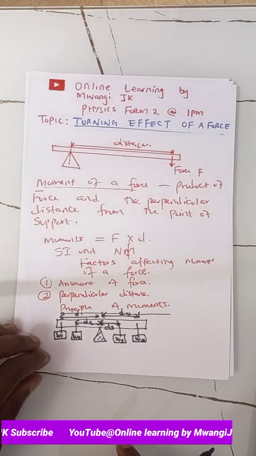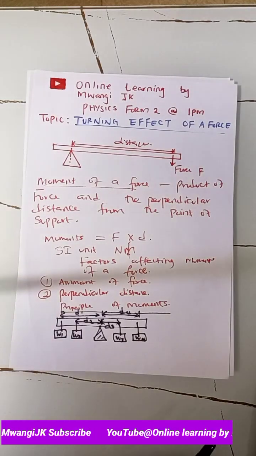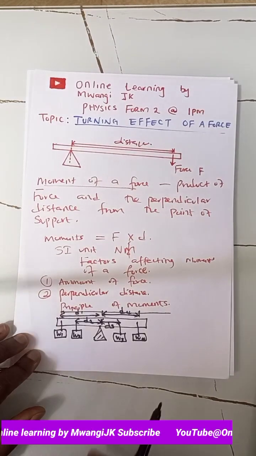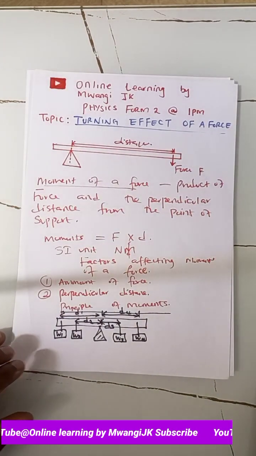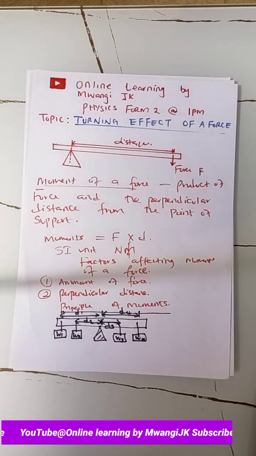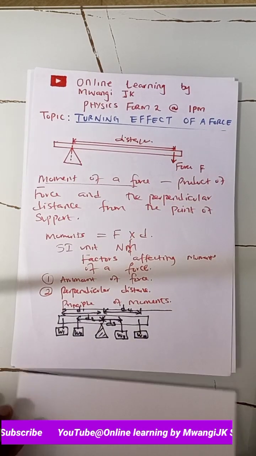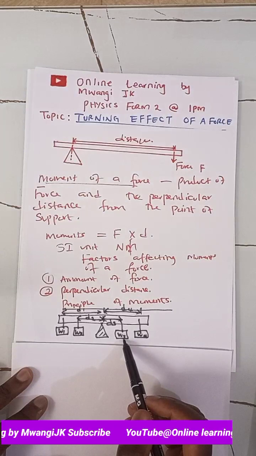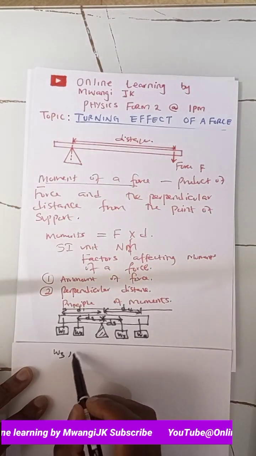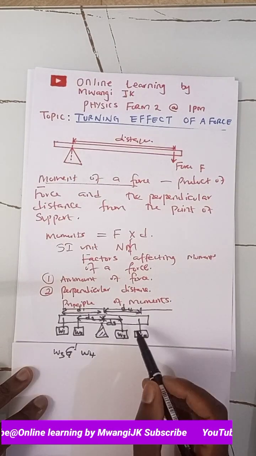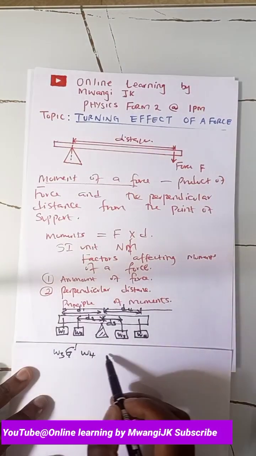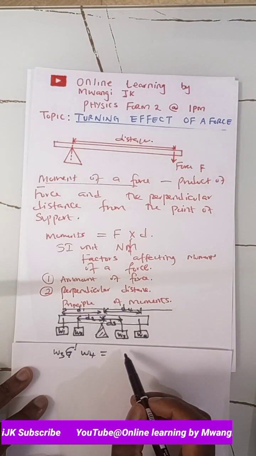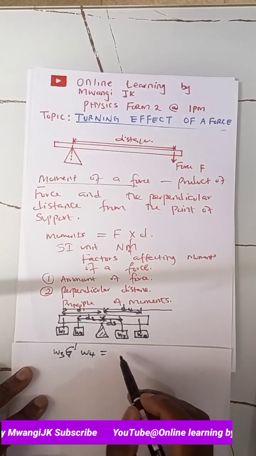Now, how can we take moments in such a case? I'm talking about force times distance from the pivot. So if we say we have these forces W3 and W4 taking this bar in a clockwise manner, we call those clockwise moments.